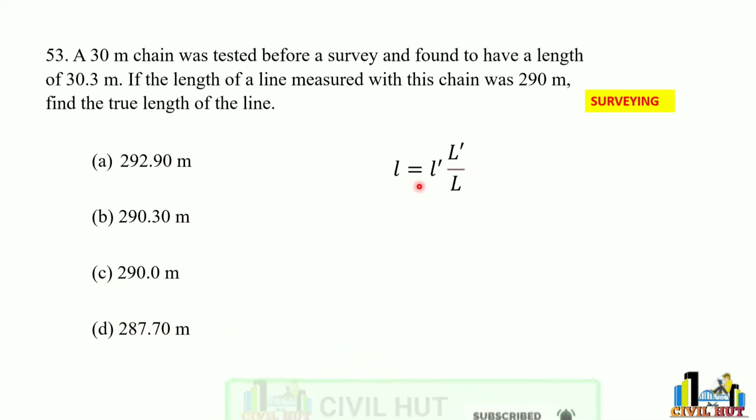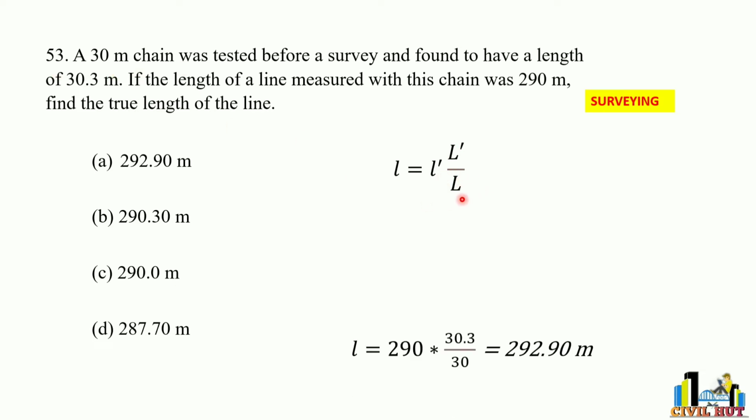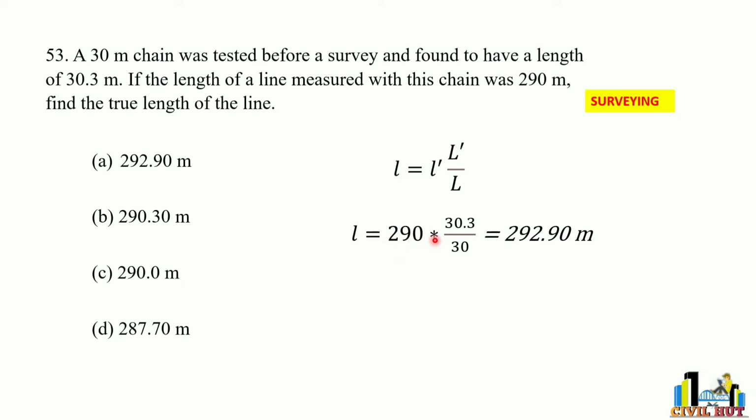The true length L equals... L dash is the measured length, capital L dash is the changed length of chain, 30.3 meters, and the actual length is 30 meters. L equal to 290 into 30.3 by 30 equal to 292.9 meters. Option A is the correct answer.